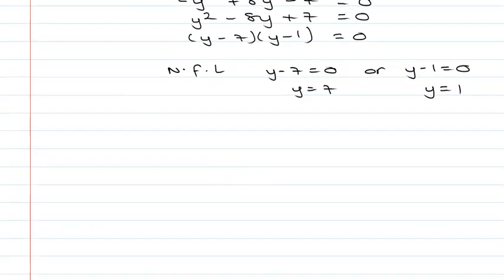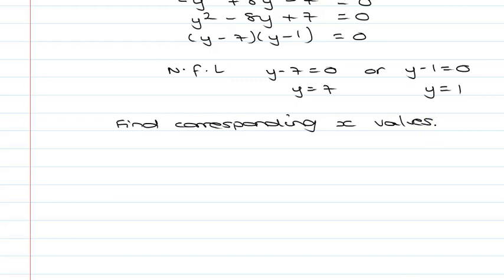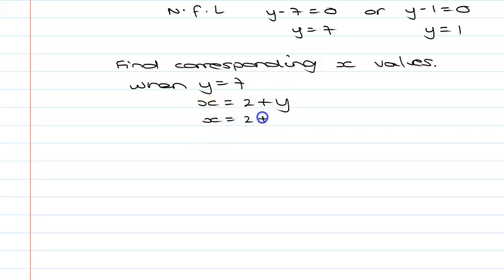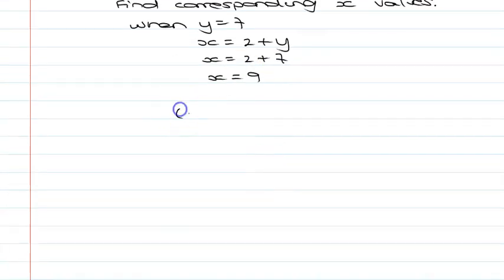Don't forget we need to find those corresponding x values. In order to do that, I'm going to substitute each y value into the first equation, because that just makes it simple. It was the linear equation. So let's sub y equals 7 in first. When y equals 7, don't forget we had x equals 2 plus y. That was our original equation. So placing that in, x equals 2 plus 7, so therefore x equals 9. So when y equals 7, x equals 9. So my solution is 9, 7.